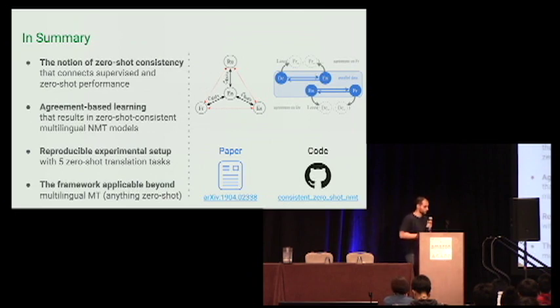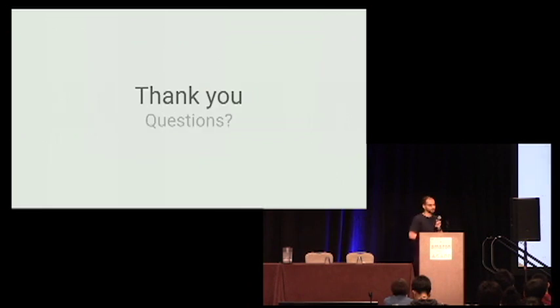All right, in summary, and to conclude, we've introduced 3 components in this work. First, the notion of zero-shot consistency. Then we proposed the agreement-based learning that satisfies this notion. We also analyzed other methods available in the literature. And finally, we've introduced a pretty much reproducible experimental setup that can be used with public data sets. And we've improved one of the data sets, as we believe. Finally, this framework is applicable beyond multilingual MT, to pretty much any zero-shot performance. It's just a machine learning framework. All right, thank you.